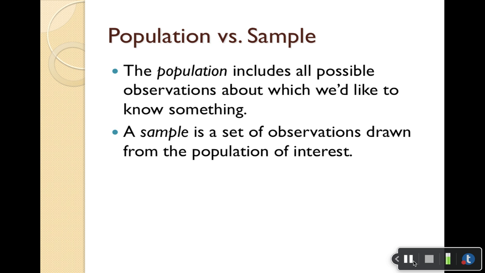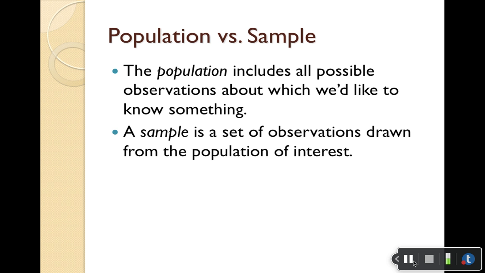Which brings us to another important distinction, the difference between a sample and a population. So you can see here the population includes all possible observations about which we'd like to know something. That's a wonderfully vague definition, and that's really by design because a population can be anything. A population could be the students in this class. A population could be all students at College of St. Mary. It could be all college students. It could be all human beings on the planet. So the population is really dependent on how we define it. So you can see how it might vary quite a bit.